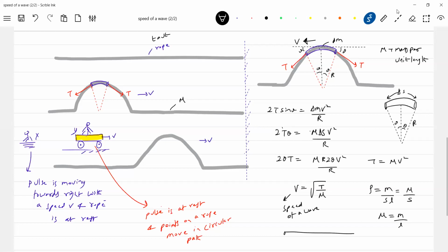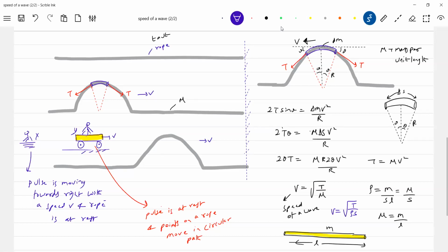If this is a rope, this rope will have a length L and mass M. So what is the mass per unit length? It will be m by L. So can we write mu also as rho into S? Therefore the speed of the wave, what will it become? Okay, this is the expression for the speed of the wave.